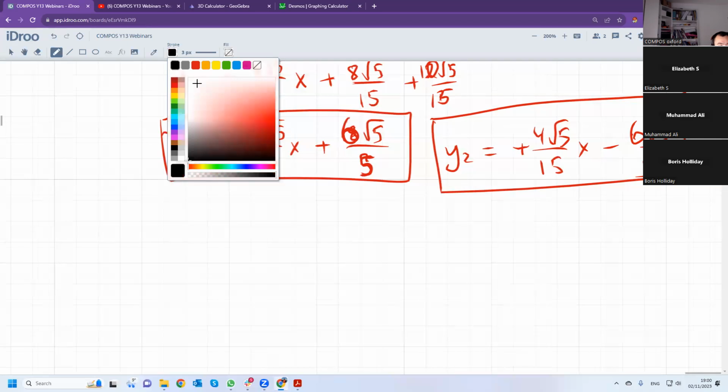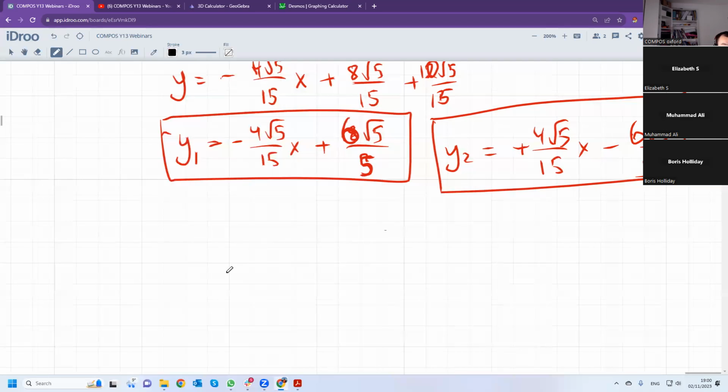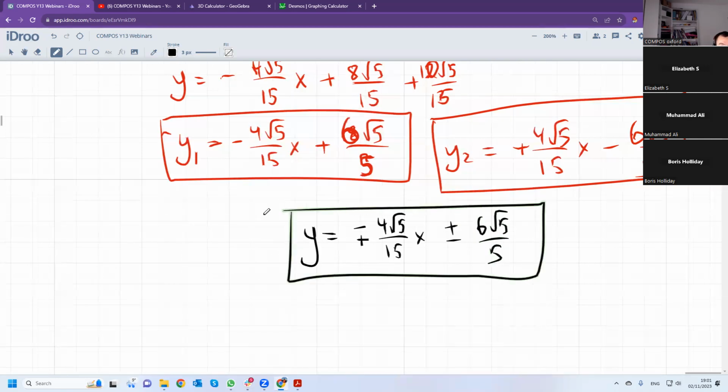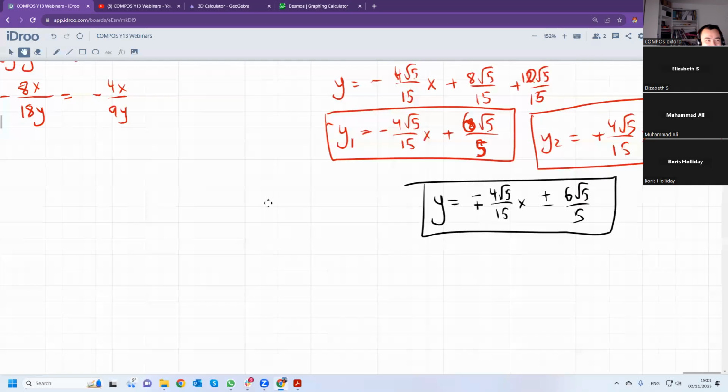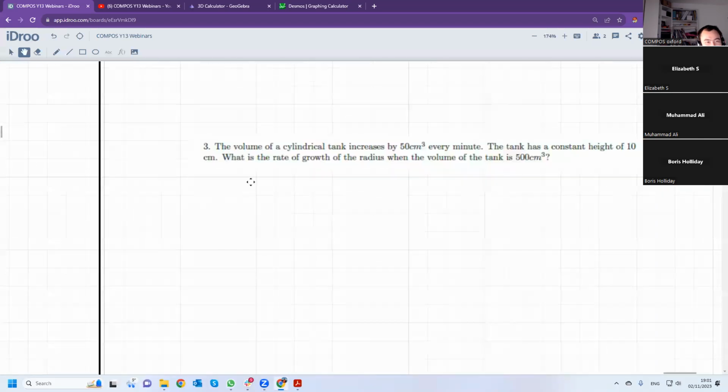Depends what you like more. So you can say the equation of the lines are minus plus 4 root 5 over 15x plus minus 6 root 5 over 5. So that means when it is minus, it is plus, and when it's plus, it's minus. So you can put the equations into one. Right, okay, let's move on.